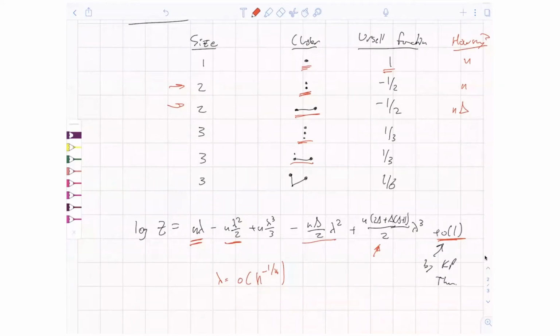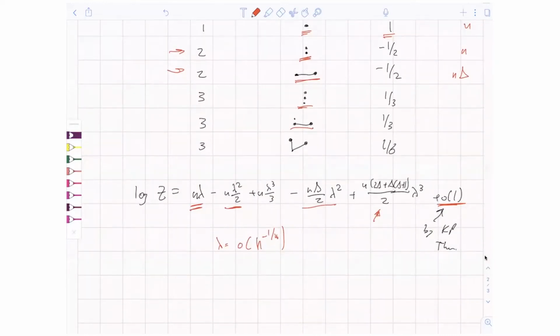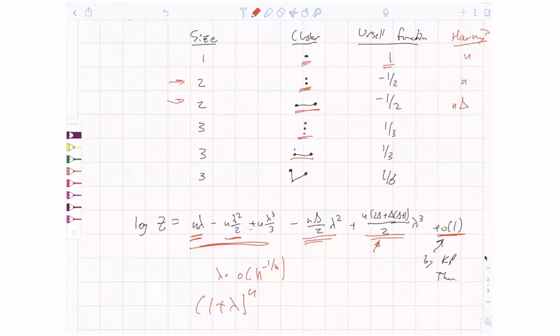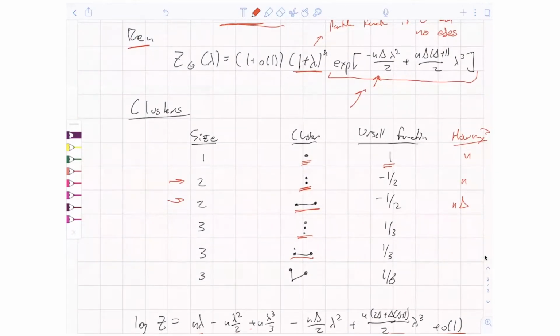And so this series gives you the asymptotics of z when you exponentiate. The first three terms somehow give you the asymptotics of (1 plus lambda) to the n. This is just the first three terms of the Taylor expansion of log(1 plus lambda), and these two terms give you the correction. Okay, and that's the correction that appears here. Any questions about that?